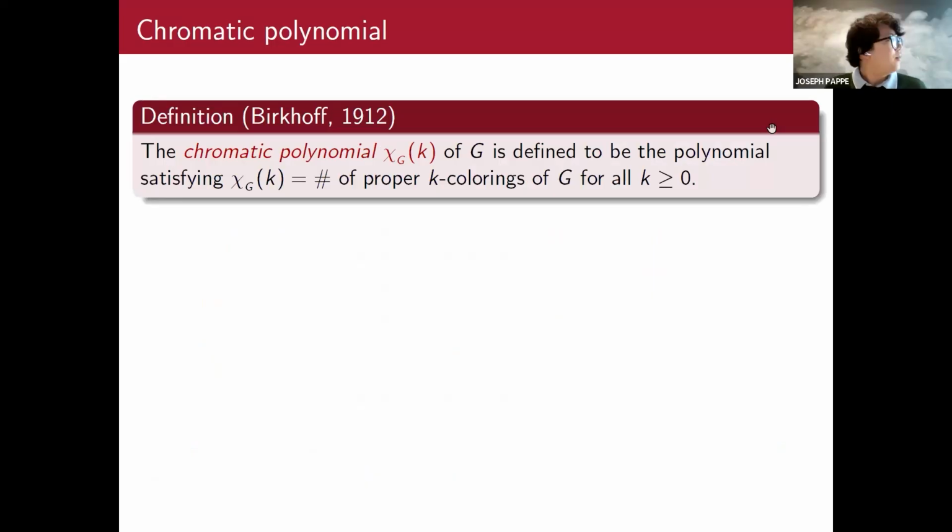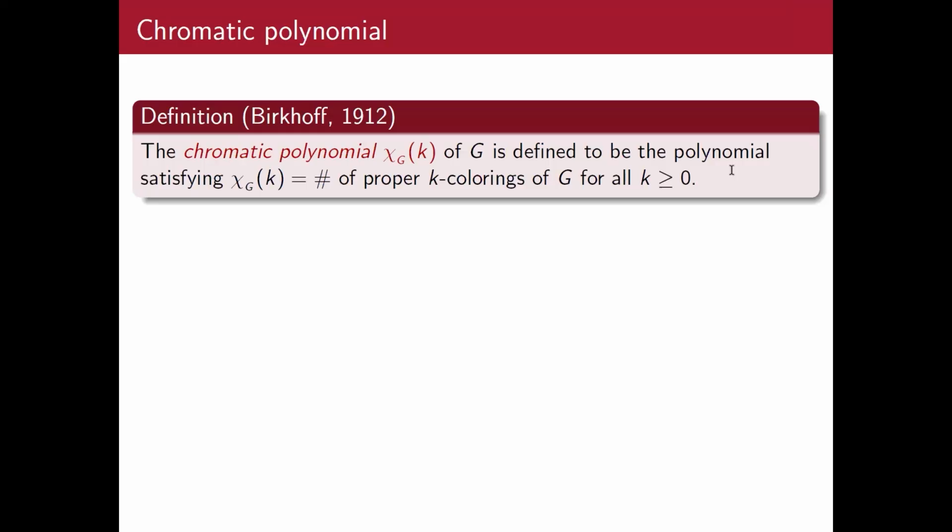So Birkhoff in 1912 decided to associate a polynomial to these graph colorings. And really, he was interested in proving, or trying to prove, the four-color theorem. It turned out that this wasn't the correct approach to solving the four-color theorem. This is sort of interesting in its own right and will help us solve these two applications that we were looking at earlier. So the chromatic polynomial of our graph is defined to be the polynomial satisfying that whenever I plug in a non-negative number k, I get the number of proper k colorings of our graph.